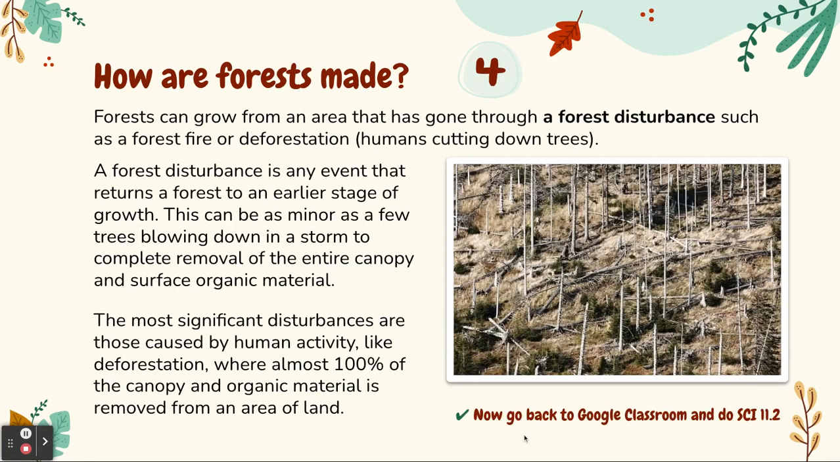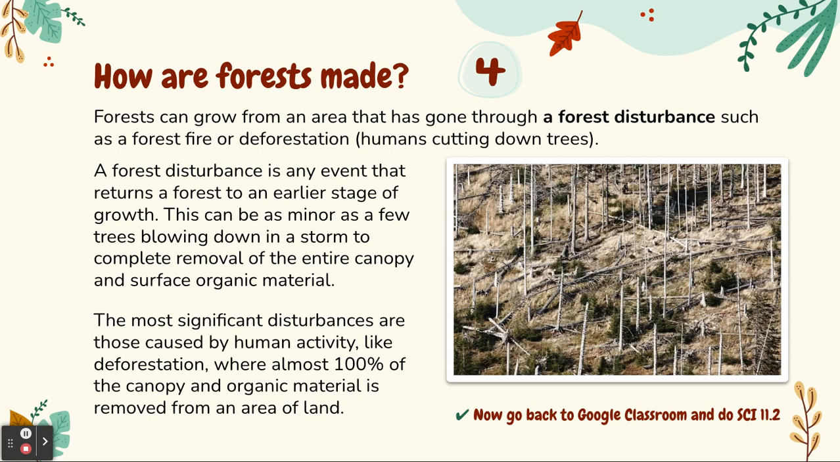The fourth way that we are going to learn about is forests growing from an area that has gone through what we call a forest disturbance, such as a forest fire or deforestation. And deforestation is a word that means humans cutting down all the trees. A forest disturbance is any event that returns a forest to an earlier stage of growth. This could be as small as a few trees blowing down in a storm to complete removal of the entire canopy and the surface organic material, so the soil.